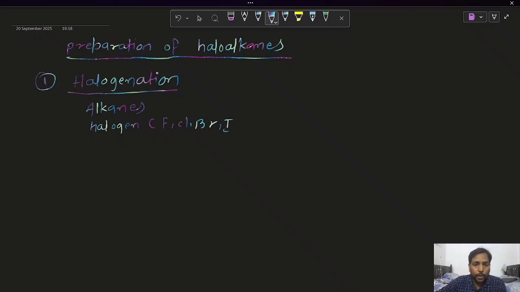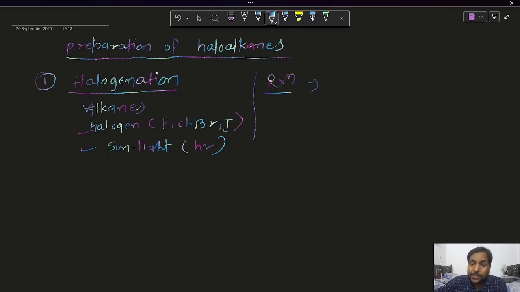Now, alkanes and halogen, and this reaction is carried out under sunlight. We need sunlight. So in sunlight we can write it as H nu, as we know, the kind of energy present in the sunlight, which is H nu. So let us talk about the reactions, and after that we have to discuss the mechanism of it, right?